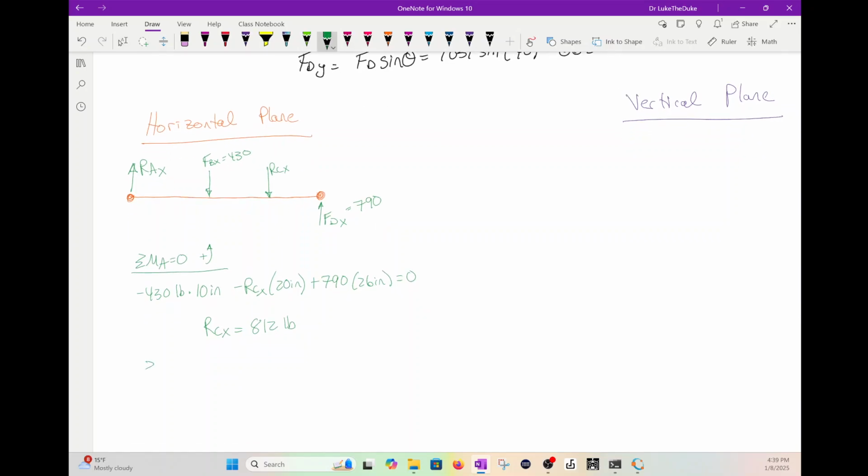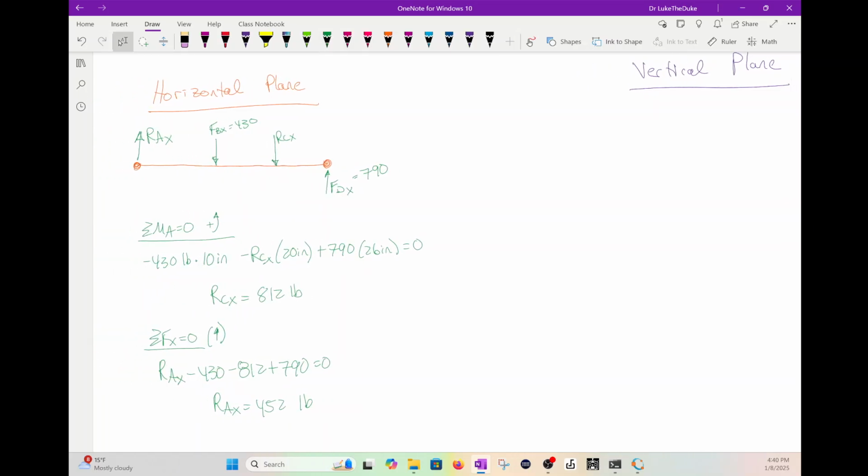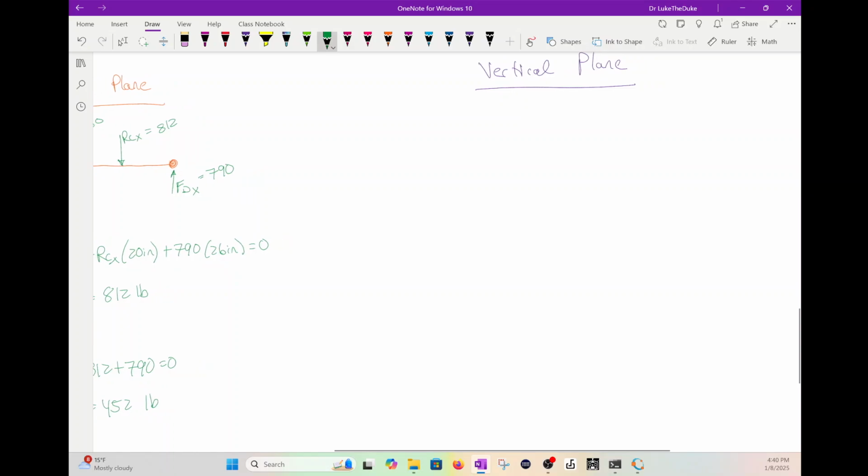And let's sum the forces in the x, set it equal to 0. Upward is positive: RAX minus 430 minus 812 plus 790 equals 0. RAX equals 452 pounds. All right, so let me write those in. This is 812, 452. Now let's do the vertical plane.